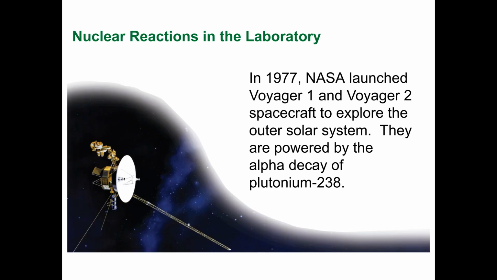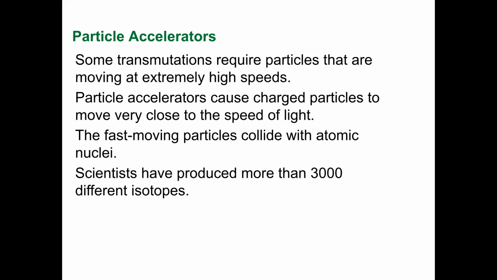In 1977, NASA launched Voyager 1 and Voyager 2. They're still out in space to explore the outer solar system. They are powered by an alpha decay of the plutonium-238.